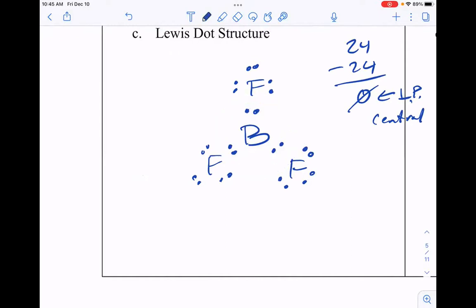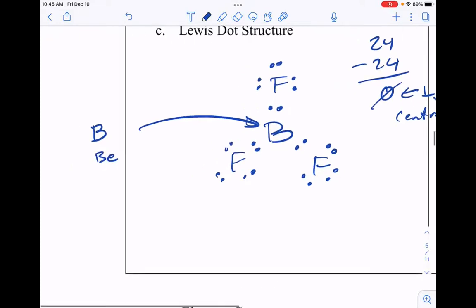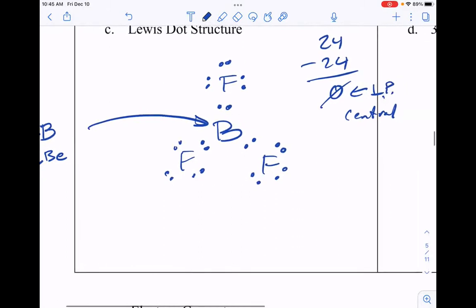But since the central atom is boron, boron and beryllium are 2 elements in the 2nd period that do not have to fulfill the octet rule. So boron is happy when it has 6 valence electrons surrounding it. Beryllium is happy when it has 4 valence electrons surrounding it. And so since we have 1, 2, 3, 4, 5, 6 surrounding boron, this actually fulfills its valence shell.